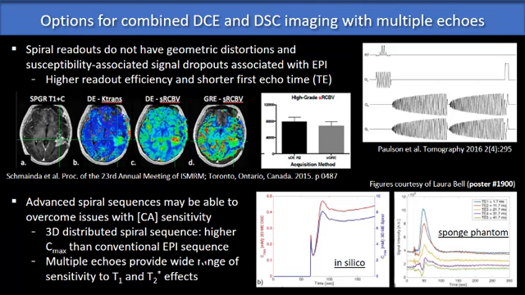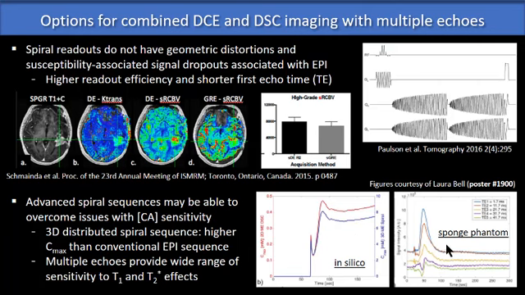Cmax than conventional EPI. She did a simulation, so the red y-axis goes to a max of about 0.5 millimolar. Over here in blue, this is her 3D distributed spiral sequence, and the max is about 10, although it probably hits closer to 8 millimolar. So she got quite a gain in contrast agent max sensitivity.